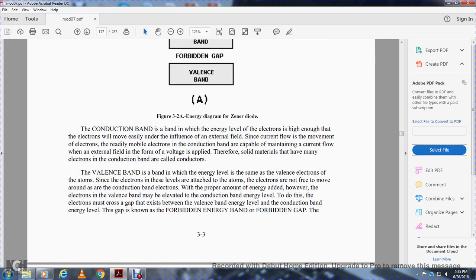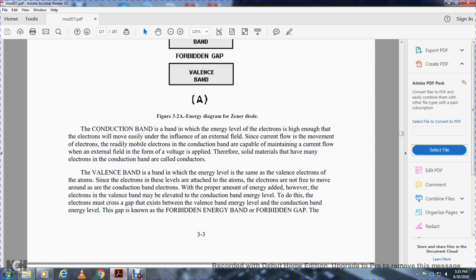The valency band is the band where the energy level is the same as the valency electrons of the atom. Since the electrons in these atoms are attached to the atom, they are not free to move around in the conduction band without the proper amount of energy added. However, the electrons of the valency band may be elevated to the conduction band energy level.